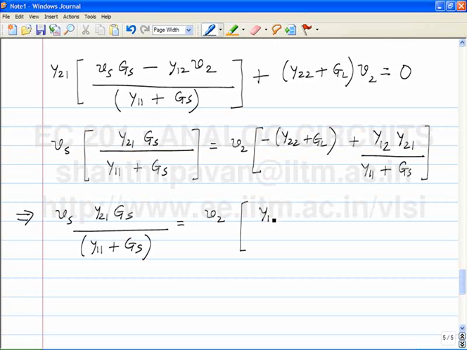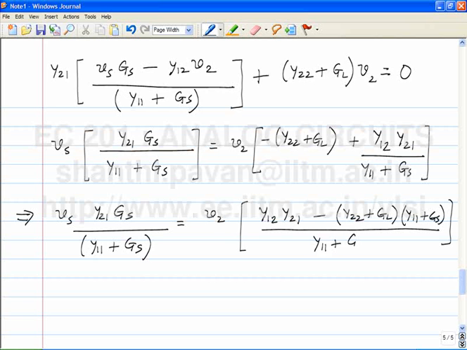Y12 Y21 minus Y22 plus GL times Y11 plus GS, by Y11 plus GS. Alright? I mean, this is all junk algebra. Okay? In a couple of minutes, we will get some intuition about why some of these terms make sense.